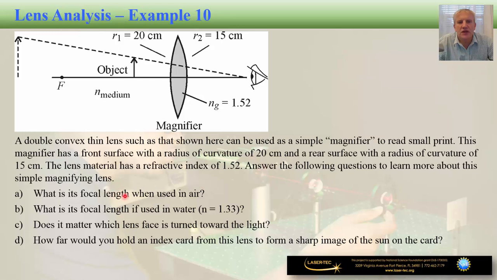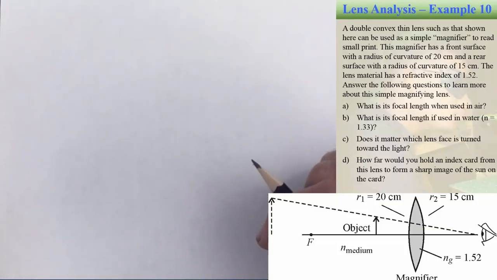First question is, what is the focal length when used in air? And this lens is used in air. Second question is, what is the focal length if this lens is immersed in water? Third question is, does it matter which lens face is turned towards the light? And finally, how far would you hold an index card from this lens to form a sharp image of the sun on the card? So to solve this problem, we are going to use the Lensmaker formula.